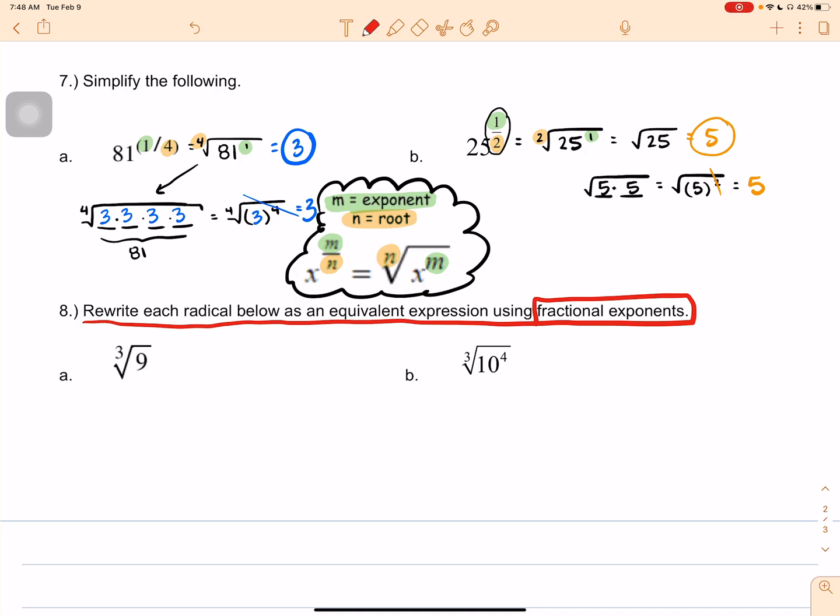All right. So here I have the cubed root of 9. So that cubed is the n. And since there's no exponent, it's just a 1 here. Okay. That's that invisible 1. So now we can rewrite it. So 9 is our base, or like our x here. And then it's going to be raised to the 1/3 power. So that is with the 1 on top and the 3 on the bottom. Okay, so anything raised to the 1/3 power is just the cubed root of that number. So that is our simplification as an equivalent expression using fractional exponents.